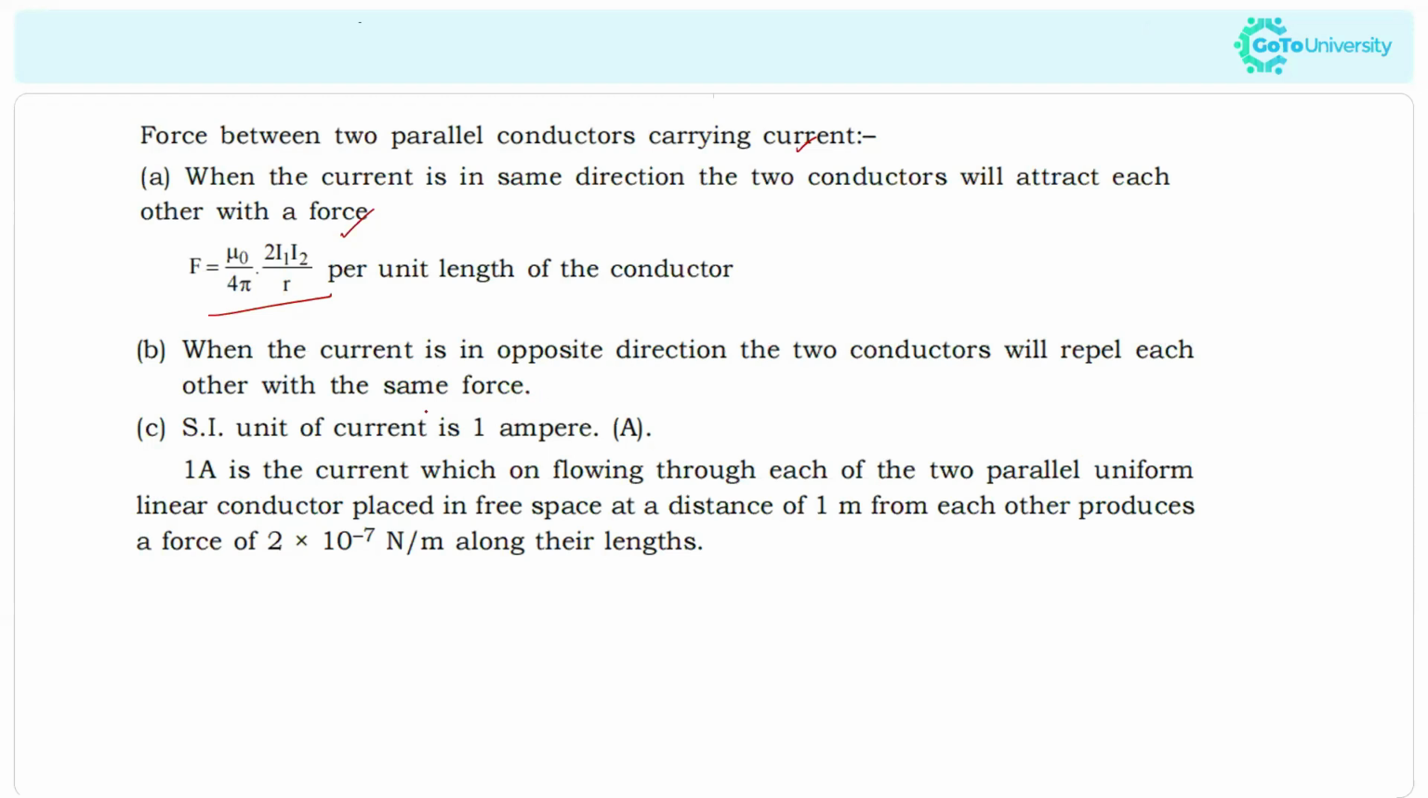Okay, and the SI unit of current here is ampere. From this we can define 1 ampere as the current which, on flowing through each of two parallel uniform linear conductors placed in free space at a distance of 1 meter from each other, produces a force of 2 times 10 to the power negative 7 Newton per meter along their length.